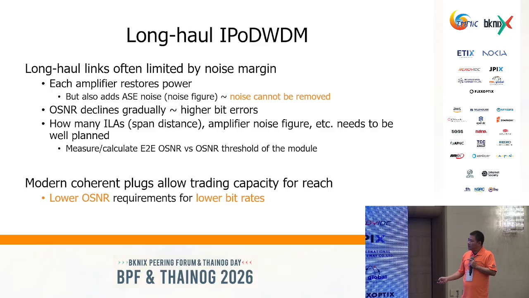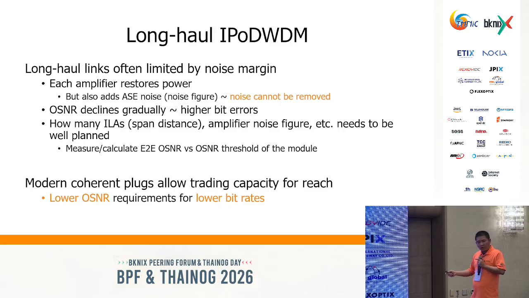But for long-haul IP over DWDM, I think the biggest problem will always be the fact that you need to amplify, and the fact that when you amplify, you also amplify noise. So OSNR declines gradually, right? So you might need to factor out how many inline amplifiers you want, how far off you want to space them, what level of gain you want on each of those amplifiers, and what kind of noise figures you want on those amplifiers, right? Because OSNR will be your biggest problem.